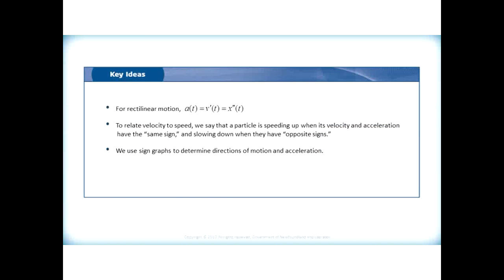And I'm just going to summarize now all the things that we talked about in this section. So we said for rectilinear motion or motion along a line, acceleration is the derivative of velocity, and velocity is the derivative of position. Or if you want, you could say that acceleration is the second derivative of your position function. So to relate velocity to speed, we talk about a particle speeding up or slowing down when its velocity and acceleration have the same sign, and opposite signs means they're slowing down. Same sign means they're speeding up. And we use sign graphs to determine the directions of motion and of the direction of acceleration.